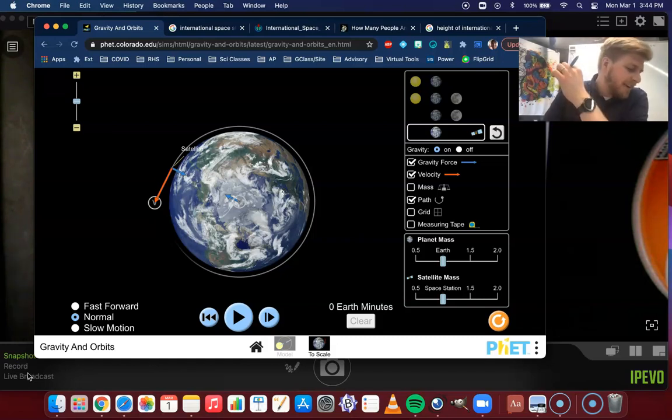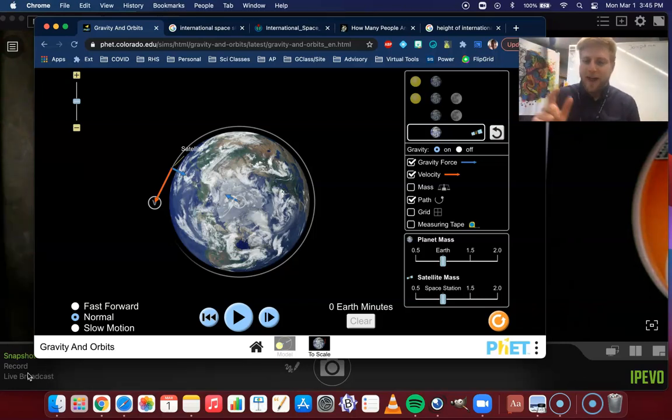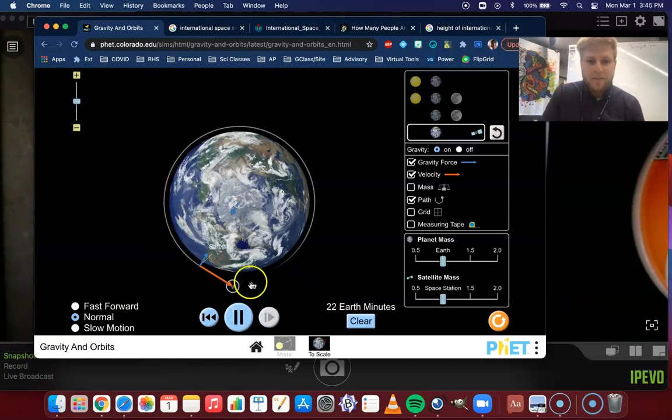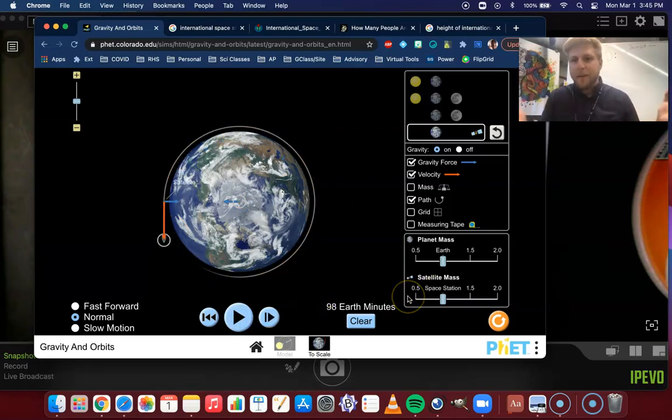So perhaps the next obvious question is, if they're going 4 or 5 miles per second, 7.7 kilometers per second, how long does it take the folks on the space station to go around? I may have already spoiled that, but let's see if we can figure it out. Let's see how long it takes for them to go around once. Let's see what this simulation tells us. Approximately 90 minutes, maybe about 100 minutes to go around. Let's see if we can work that out ourselves.